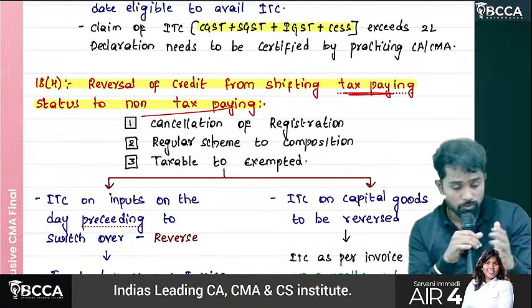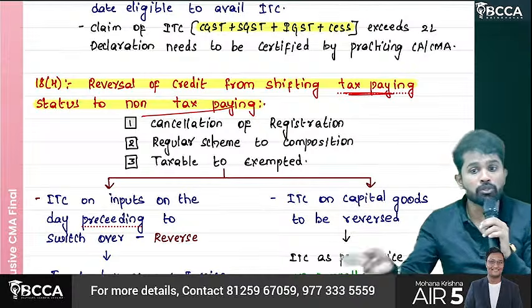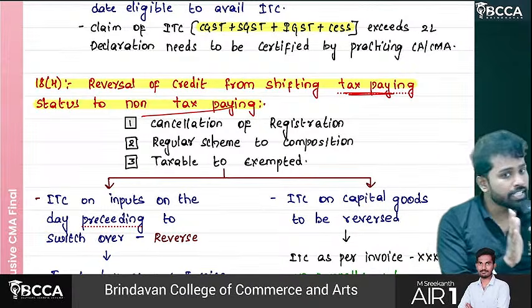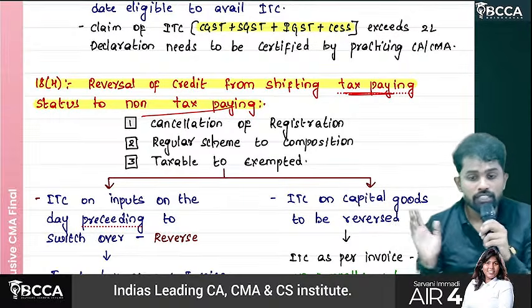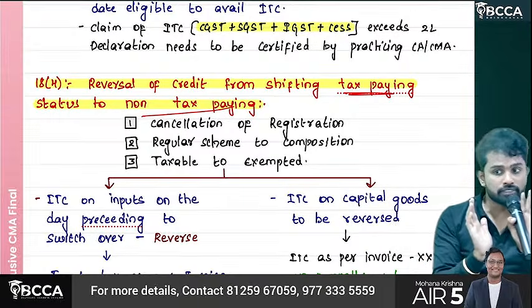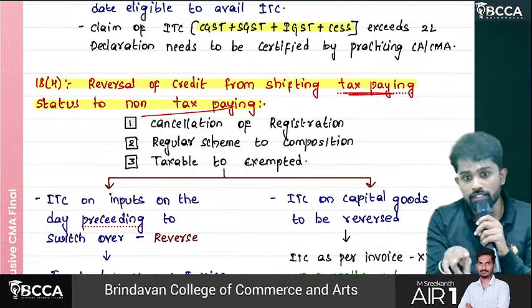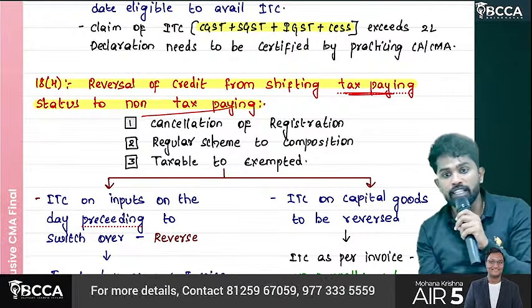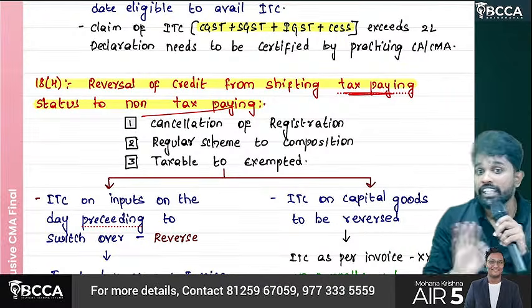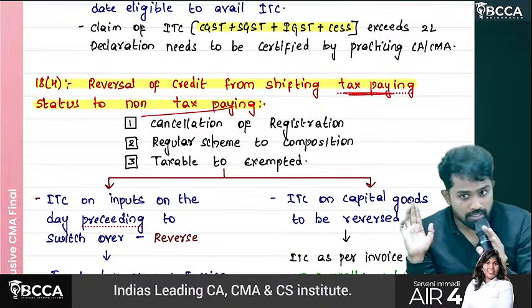Now this 18 subsection 4 is the reverse of that. Till today he is under the regular scheme, but from tomorrow onwards he will move to the composition scheme. Till today his supplies are taxable, but from tomorrow onwards they are exempted. Till date he is a registered person, but tomorrow he is cancelling his registration. Then what is happening, sir? Registered, tax paying status to non-tax paying status. Now on the closing stock he cannot avail ITC. He has to reverse the ITC. Sir, understanding my point?